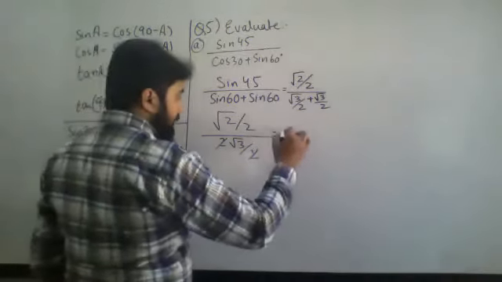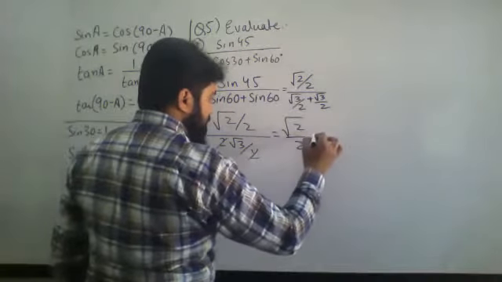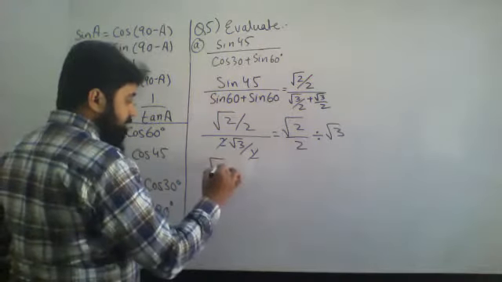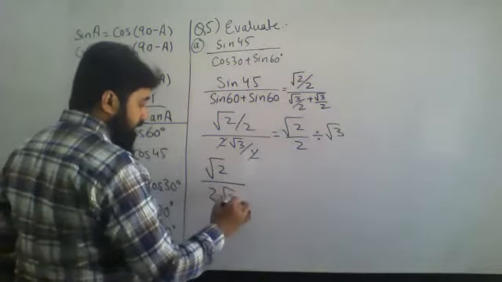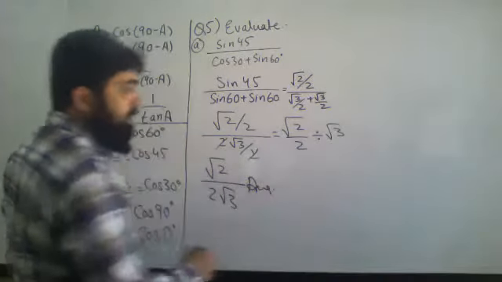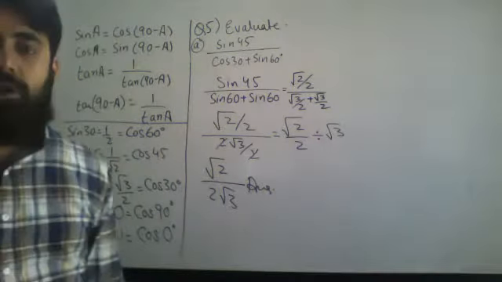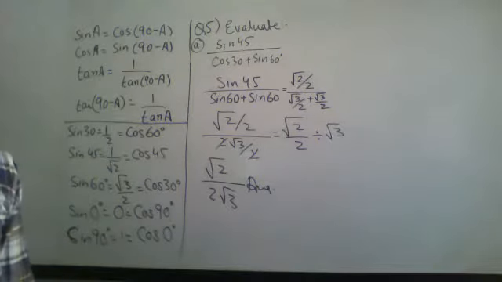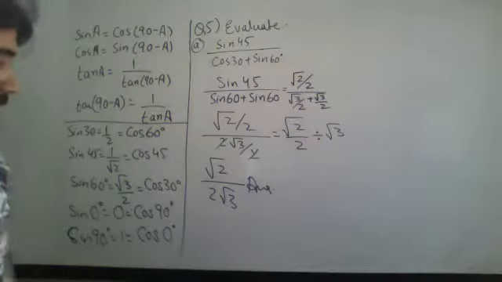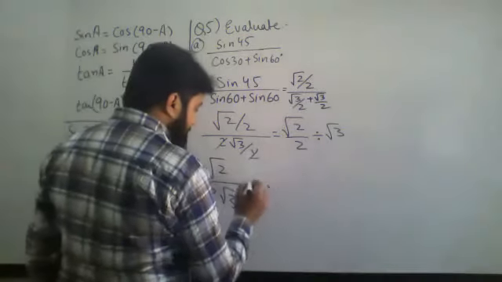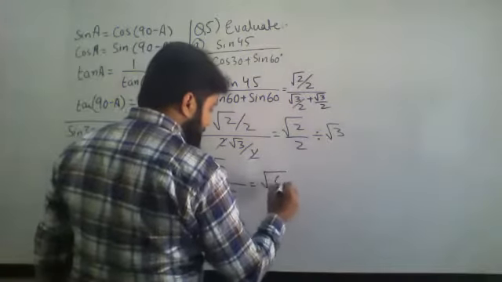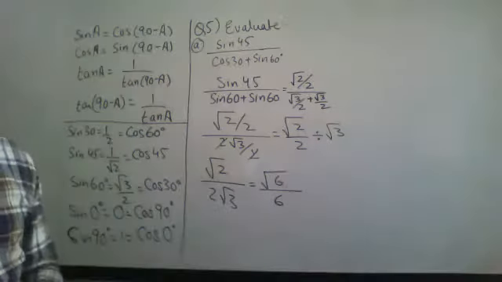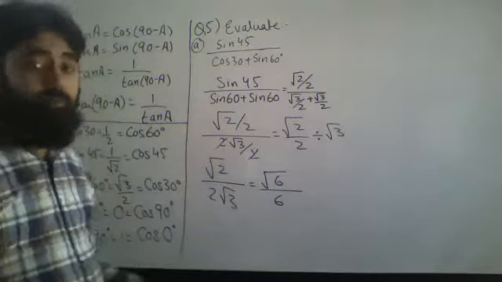So under root 2 over 2 divided by under root 3, simplifying it, under root 2 over 2 under root 3. You can leave your answer over here, or you can rationalize it also if you want to. It's completely your choice. Otherwise, you can leave it like that. If you rationalize it, the answer will become under root 6 over 6. That will be your answer when you rationalize it. That was the A part.